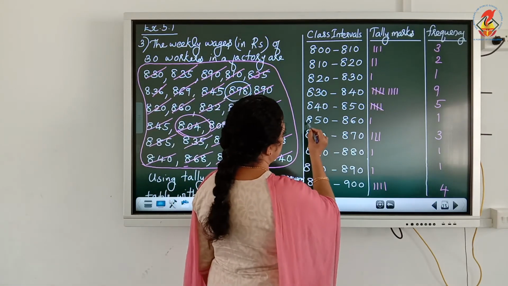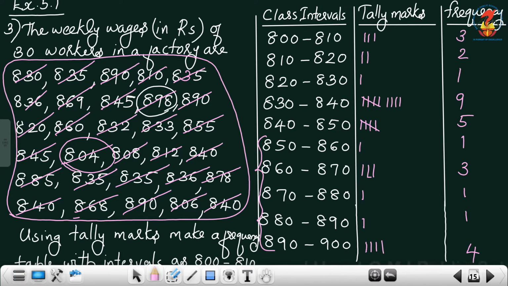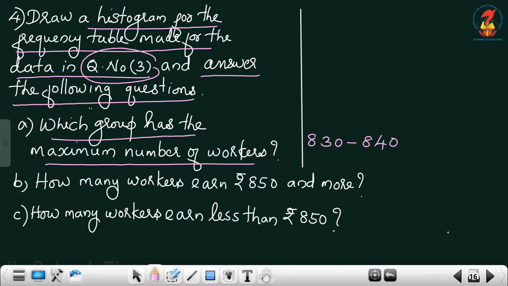So which class intervals do you have to consider? 850 to 860, 860 to 870, 870 to 880, 880 to 890, 890 to 900. So you have to look into the corresponding frequencies and add them. The frequencies are 1 plus 3 plus 1 plus 1 plus 4, equal to 10. So 10 workers earn rupees 850 and more.